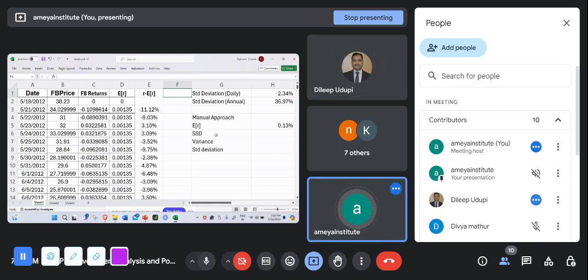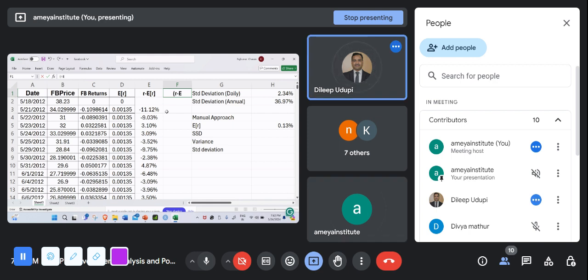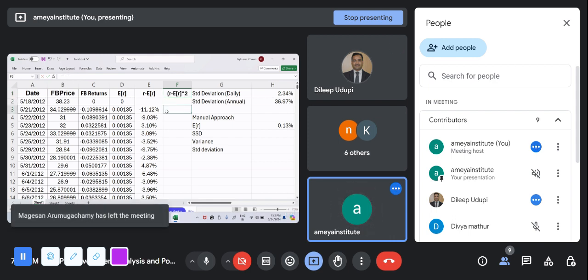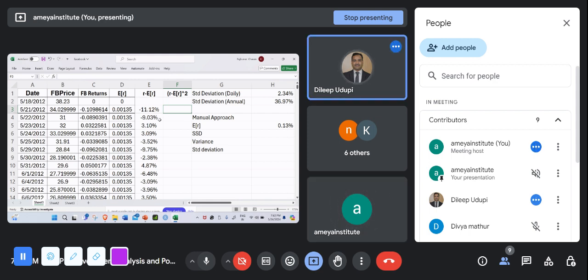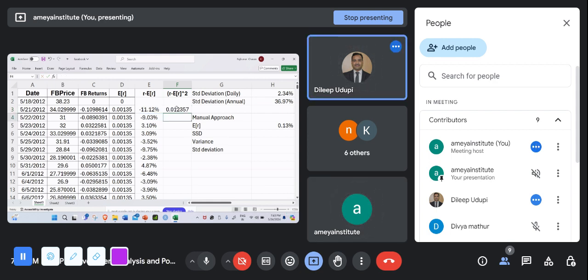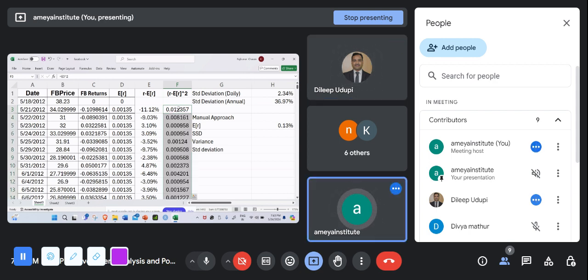Now what we'll do now? We'll calculate the next column, that is R minus E. Now this deviation should be squared, right? So square means R minus expected return, squared. So what will be the formula here? This deviation needs to be squared. So is equal to, take the first deviation value, square means you can put hat of how much? 2. Did you get this answer? So we can just drag it down. So we got the square deviation.